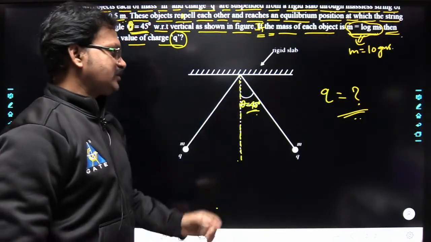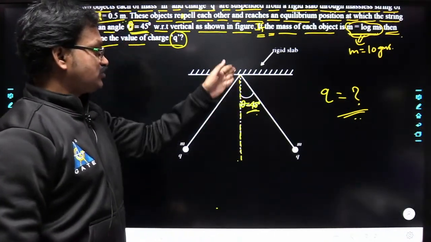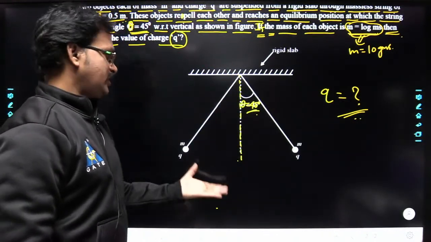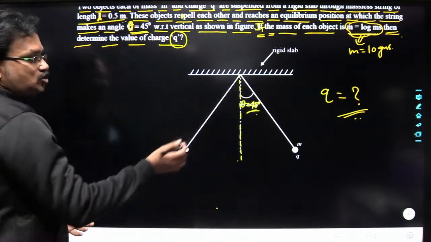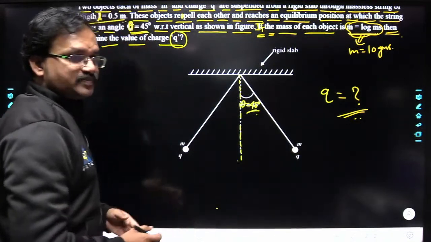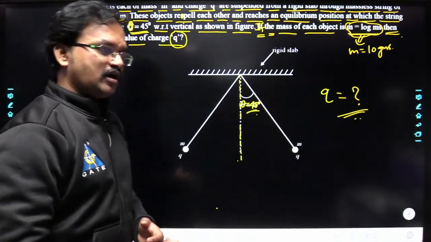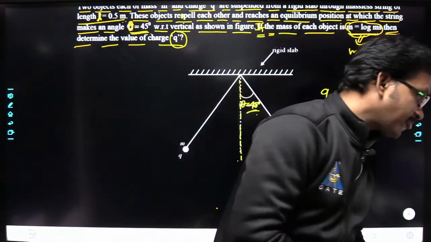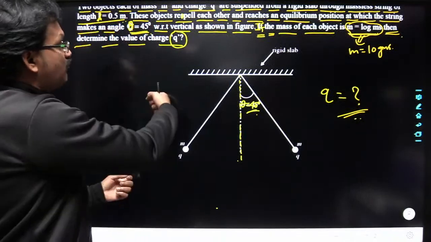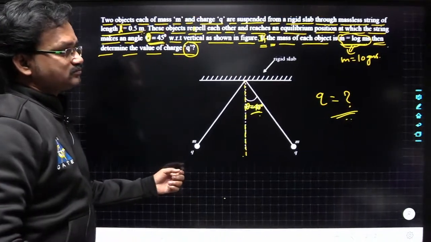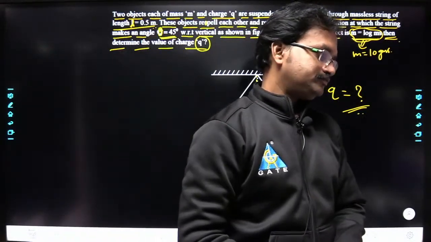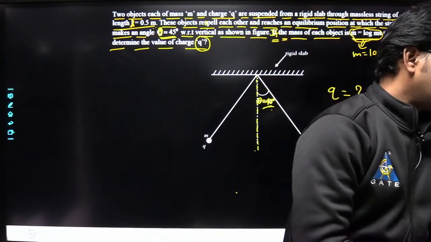Whenever they have reached that equilibrium position, it is making an angle theta equal to 45 degrees with respect to this vertical. So in that case, what is the charge Q present on these objects? That's what they are asking here. Have you understood this problem, what they are asking? Yes or no?